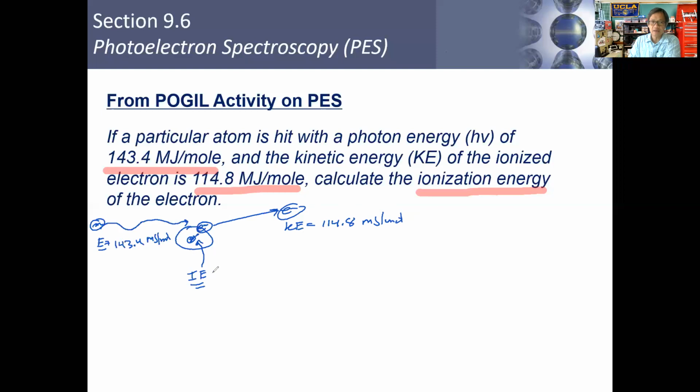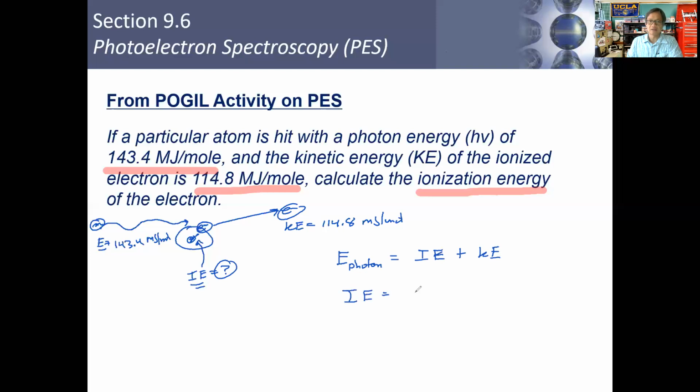And so can we calculate this ionization energy here? Well, of course we can, because remember, the total energy, the energy of the photon, has to be equal to the ionization energy plus the kinetic energy. And that's it, folks. And so if you keep that in mind, then we can go ahead and define the ionization energy.